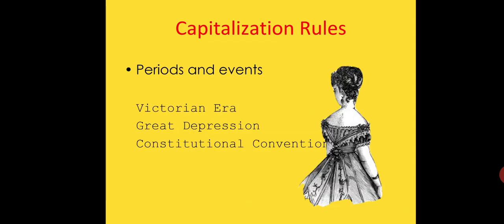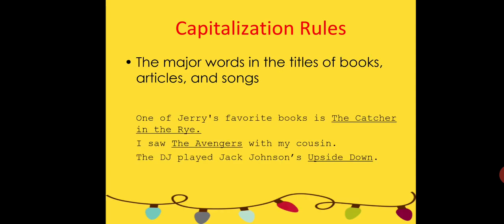Next up, periods and events, Victorian era, Great Depression, Constitutional Convention. All of them must be capitalized. What about the major words and titles of the books? One of Jerry's favorite books is The Catcher in the Rye. Again, Catcher, that's the C. Rye, that is the name. Tapos yung in the, they are not nouns, so definitely you will not be including them. The Avengers, Upside Down, so that's a name.